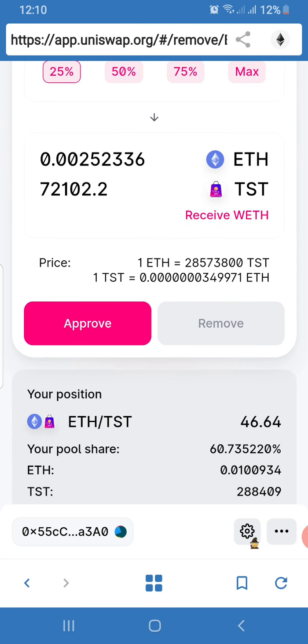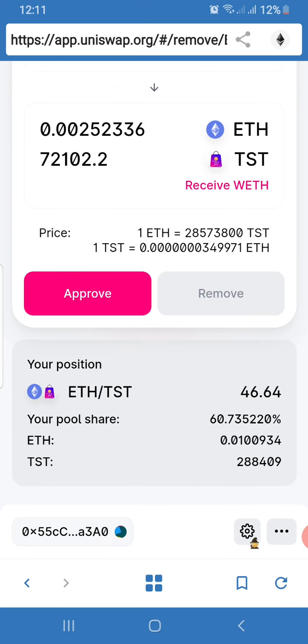Now, if you've not done this the first time, it's going to ask you to approve. I've never removed liquidity through this account, so I will not click approve, but if I wanted to go ahead, I'd click approve, and after it has been approved and confirmed on the blockchain, I'll then click remove. I can decide to receive WETH, but let me not dive into that. So you can see my position, this is my position, my pool share.